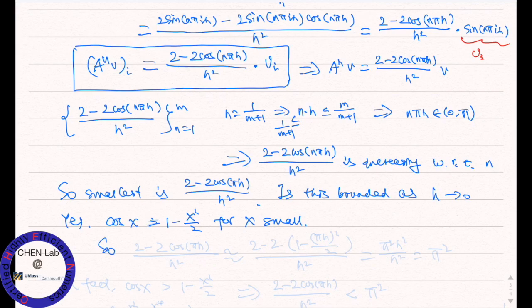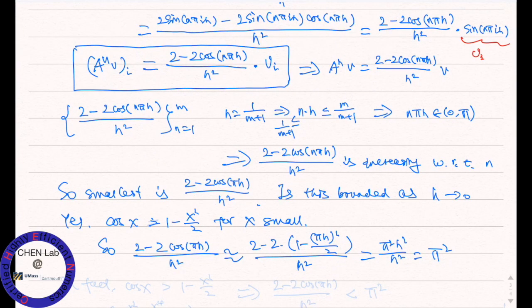So 2 minus 2 cosine pi h divided by h squared, what is that? That converges to, that's roughly equal to 2 minus 2 times 1 minus x, which is pi h, pi h squared over 2, divided by h squared. So the 2 minus 2 cancel, 2 times that over 2, that becomes pi squared h squared over h squared, which is pi squared.